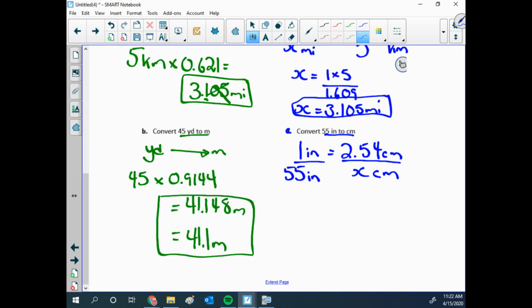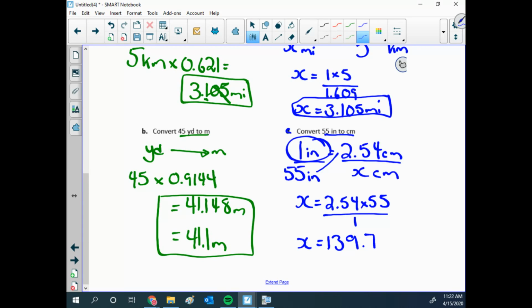So if 1 inch is 2.54 centimeters, 55 inches, again, to set that up, I cross multiply the two numbers that are diagonally across from each other and multiply by the number I haven't used yet. So divide that by 1. And so when I cross multiply, I end up with 139.7 centimeters. Okay.